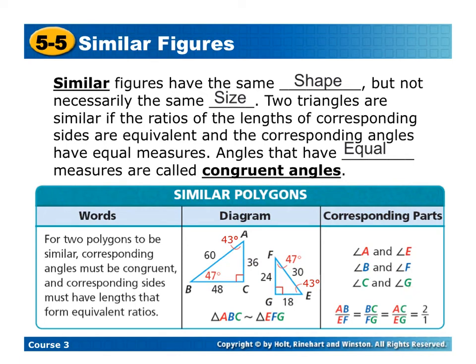Now, what that means is when we look at the sides, we can find corresponding sides. So since A and C connect the 43 and the 90, that corresponds to E and G. Okay, and you want to make sure that you're writing them in the same way. And then this little sign down here means similar.